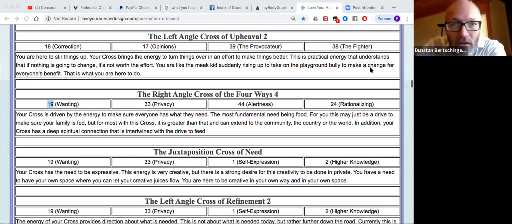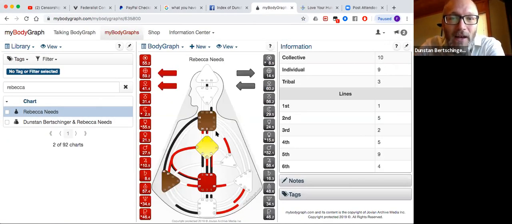So your 19, obviously you've got 19-49. Your 33, you have the 13-33. The 44 is part of the 44-26. And the 24 is part of the 24-61. So what's very interesting is that every single one of the gates in your incarnation cross is part of a channel in your body graph. You see what I mean?